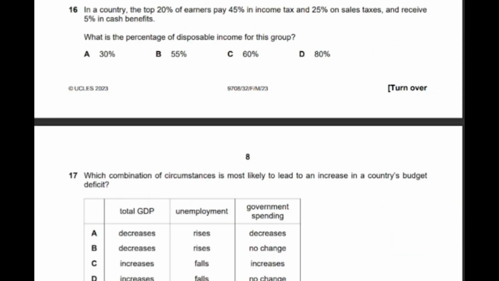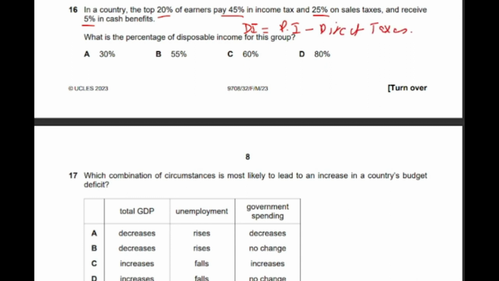Okay, so moving to question number 16. In a country, the top 20% earners pay 45% income tax and 25% sales tax and receive 5% in cash benefit. What is the percentage disposable income of this group? Keep in mind, disposable income is equal to personal income minus direct taxes.